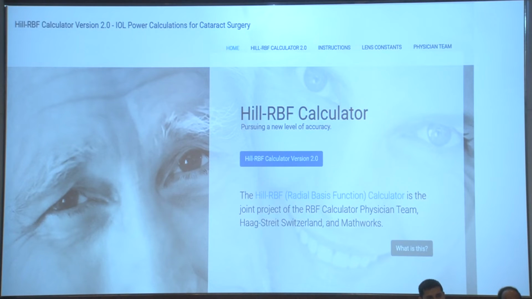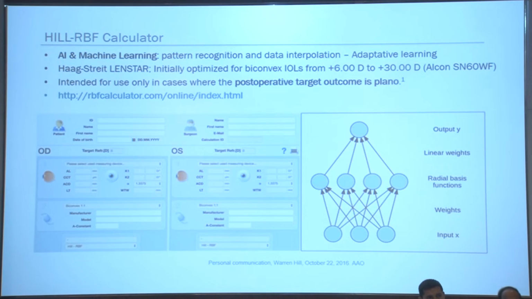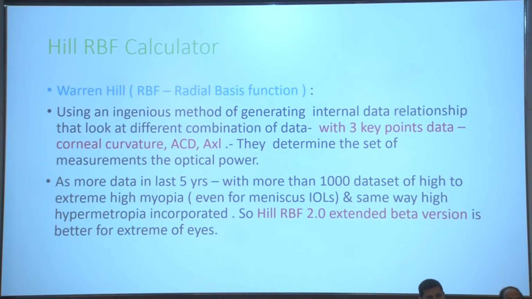The Hill-RBF calculator is again one of the newer artificial intelligence formulas. They use artificial intelligence with machine learning, pattern recognition and data interpolation. That is known as adaptive learning. This uses a database of corneal curvature, anterior chamber depth, and axial length, which has already been fed with measurements from the optical biometry, and this gives the results by artificial intelligence.